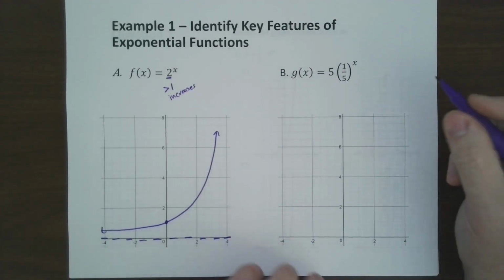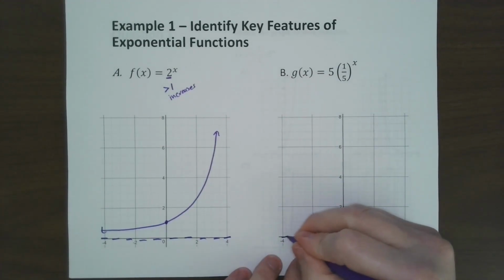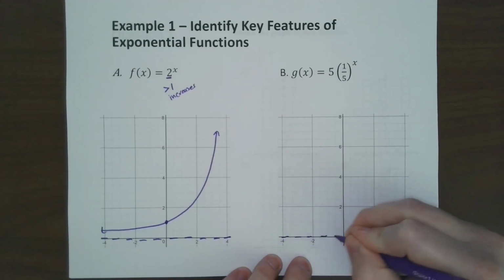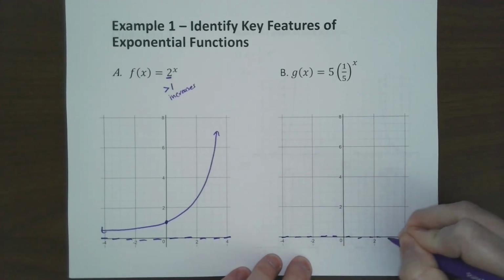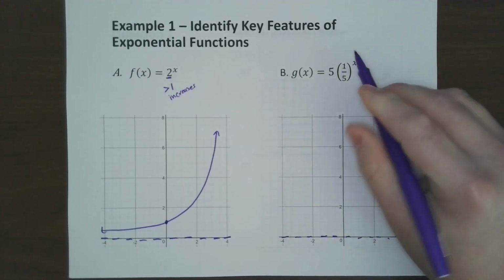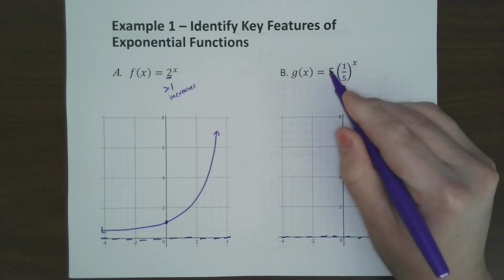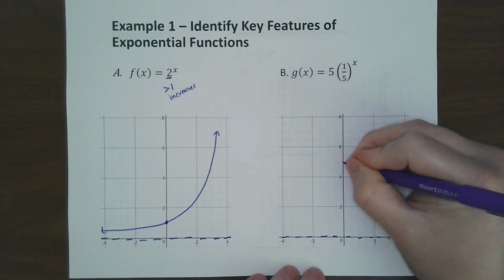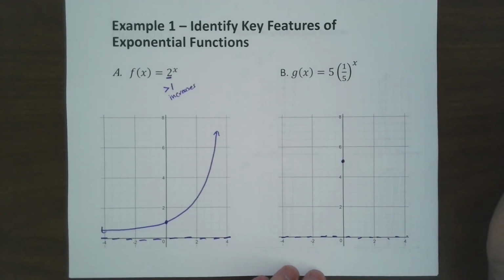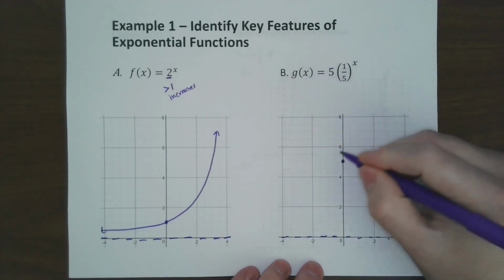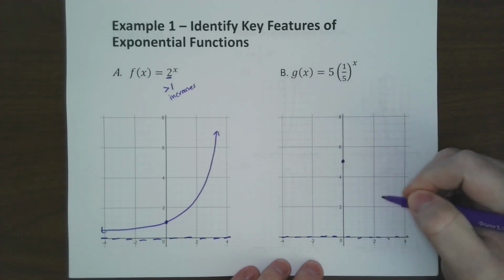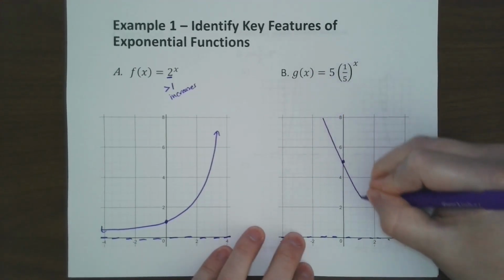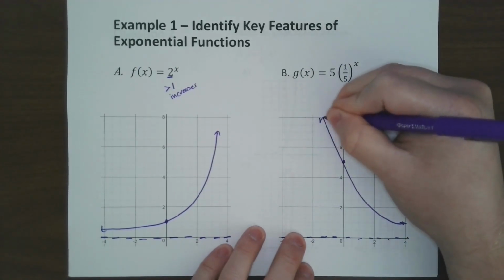So this one right here is the opposite. Same thing, it still has the horizontal asymptote, and the exponent cannot be 0. But the trick is when you put in 0 here, your y-intercept is the number in front. So we put a dot at 5. But as it's 1/5, as it increases, it's decreasing by a fifth, or again multiplied by a fifth. So this one actually goes like a downhill slope.